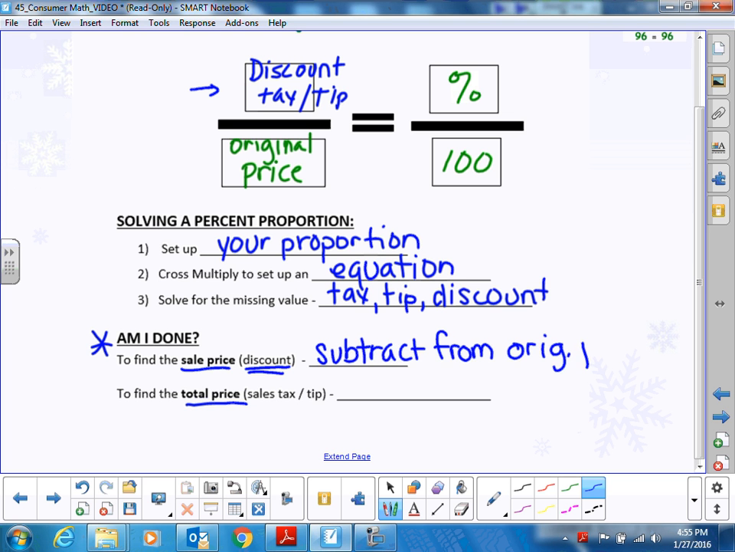from the original price. I'm going to shorten it. So you're just subtracting. So you take original price minus the discount, the amount off, and then you get your sale price. Likewise, if you are doing sales tax or your tip, that is an additional cost. So on that one, you would add to the original price.